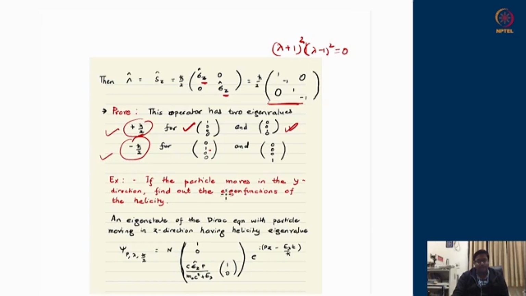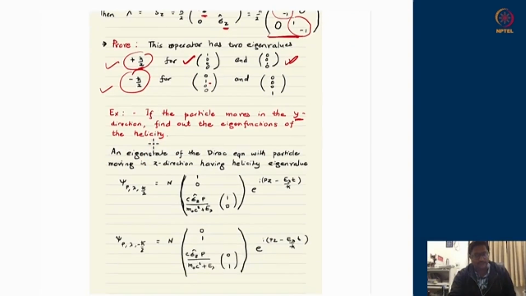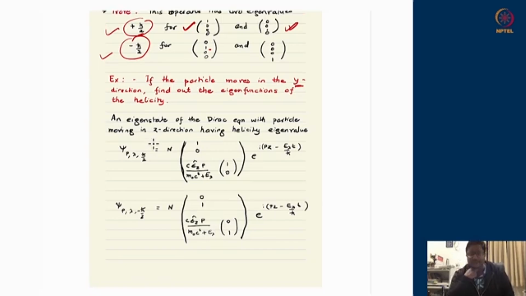Actually, if you work it out, you can prove that even if the particle were moving along the y direction, then the helicity operator will become sy, sigma y, which will be an off diagonal matrix. So this 2 cross 2 would not be 1, minus 1, it would be off diagonal. But still, despite its off diagonal structure, it has only 2 eigenvalues, which is again plus h bar by 2 and minus h bar by 2. So in general, you can prove that it can have only 2 eigenvalues in any direction it moves, h bar by 2 or minus h bar by 2.